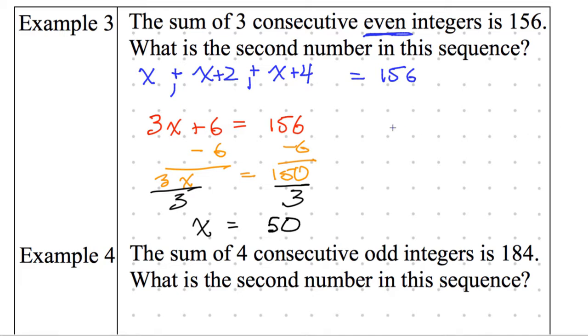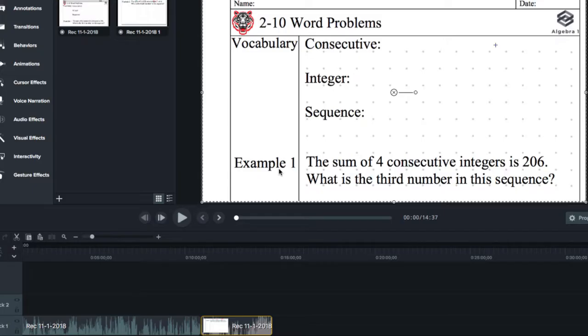50 plus 2. 50 plus 2 because that's the second number. And then you get your final answer of 52. 52. There it is. Box it. Very nice. Thank you.